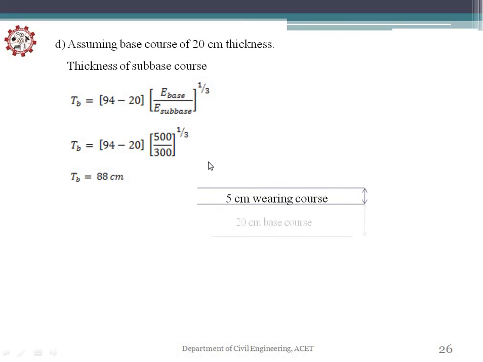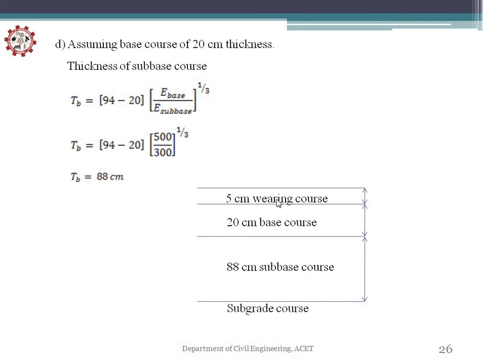So finally we have got all the values. You have to draw this diagram: 5 centimeter wearing course, 20 centimeter base course, and the last layer you have got is 88 centimeter subbase, and the last layer is subgrade. So this is how you calculate the value by the triaxial method. It is based upon the Boussinesq method of single layer theory. So we are only calculating the subbase course value, and we are assuming wearing course and base course values as 5 and 20 centimeter thickness. This is how you calculate Burmister's method and the triaxial method.